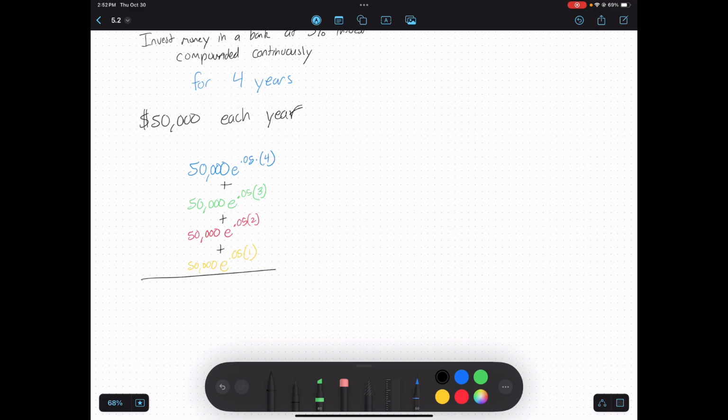Well, what is this starting to feel like? You're calculating your values and then adding them all up. This is kind of feeling like a Riemann sum. Well, if it's a Riemann sum, that probably means it's related to area under the curve, which means I can use integration. And that's exactly what we're going to do.